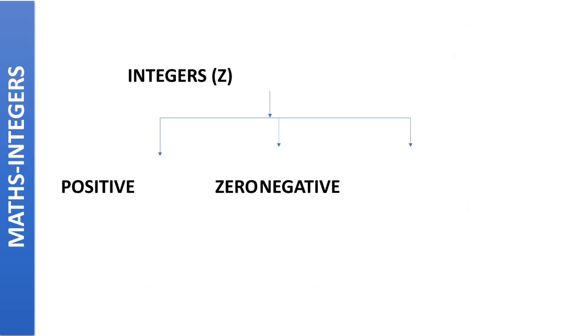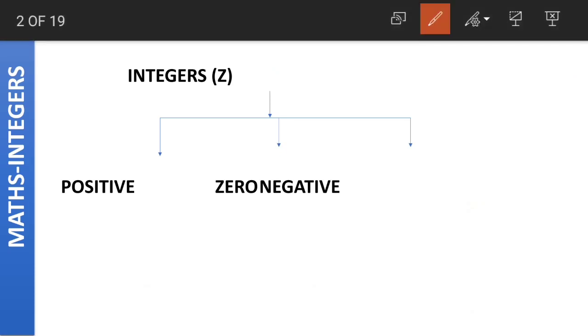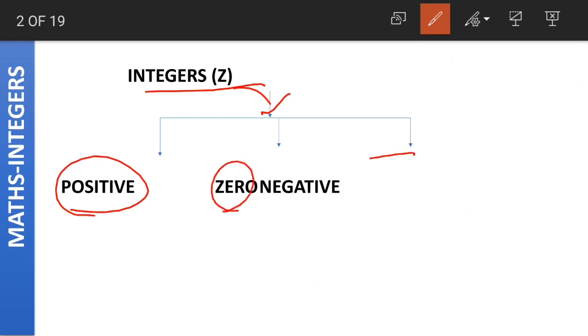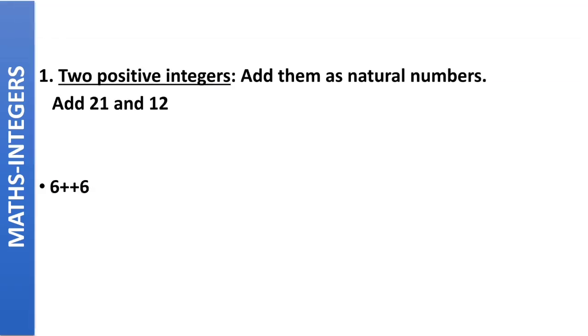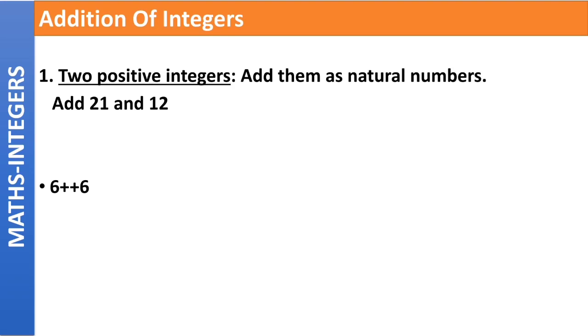Hope you remembered what we've learned about integers in the previous class. Integers have positive numbers, zero and then also negative numbers. Positive numbers, zero and negative numbers together form the integers, right? In today's class we'll discuss in detail about addition, subtraction, multiplication and division of integers. Okay class, addition, subtraction, multiplication and division of integers.